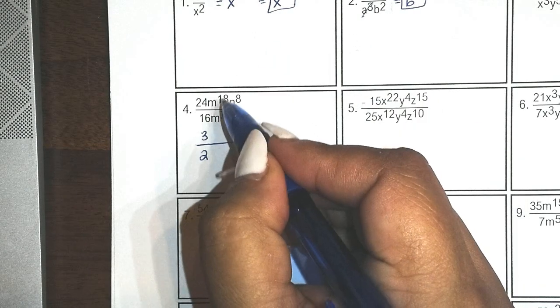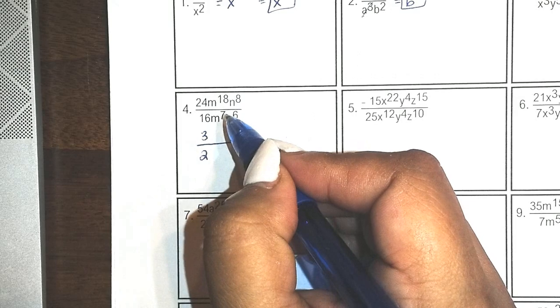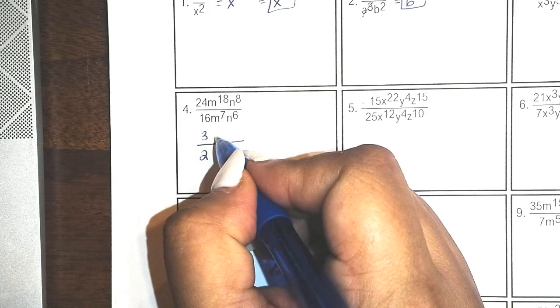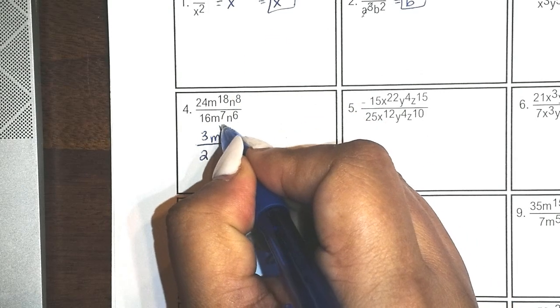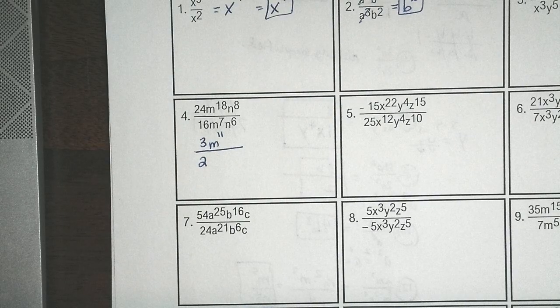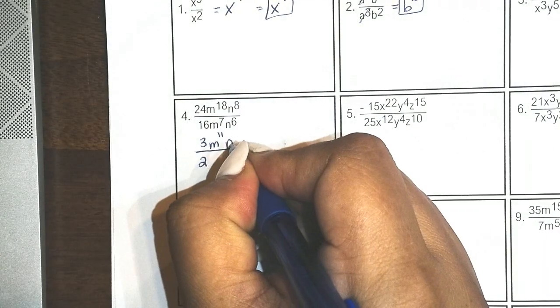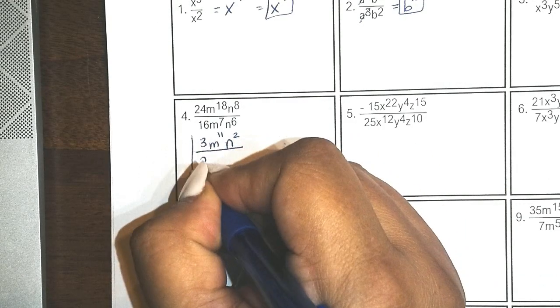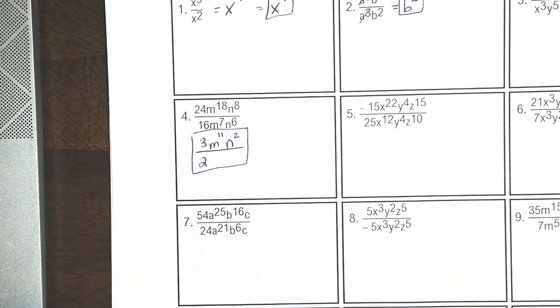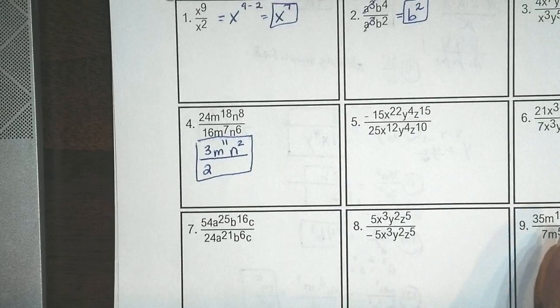Now looking at my m's, I have 18 minus 7, and 18 minus 7 is 11. And since that 11 is positive, it's at the top. And we have 8 minus 6, and that is 2. And again, because that 2 is positive, it's also in the numerator.